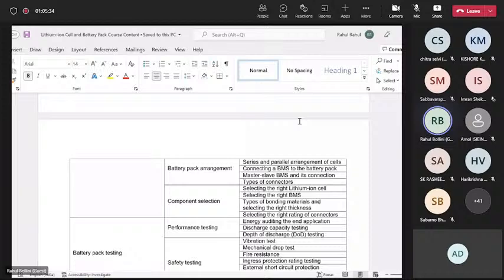right thickness, such as that there's nickel strip and all. What should be the thickness of the nickel strip and all those things. So we'll be talking a little bit about that. And then there'll be performance testing, where we talk about depth of discharge, energy auditing.